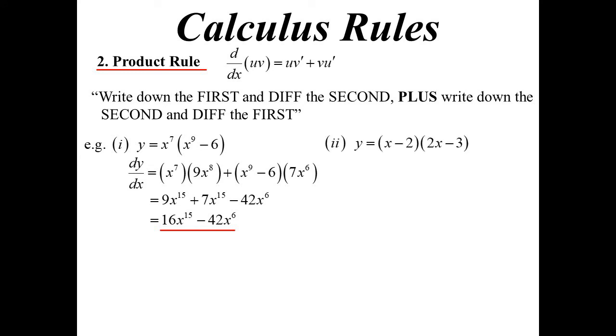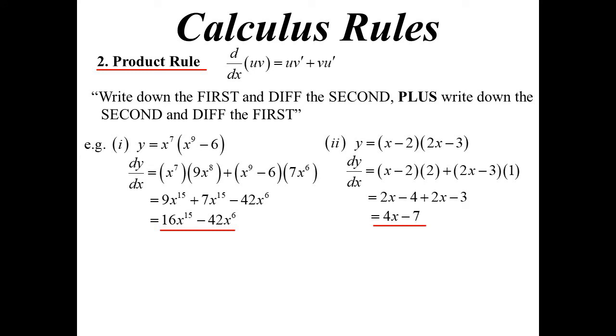Let's try this one. It's a binomial. Again, I could expand it out, or I could go write down the first, x minus 2, diff the second, 2, plus write down the second, 2x minus 3, diff the first, 1. Tidy it up, there's our answer.